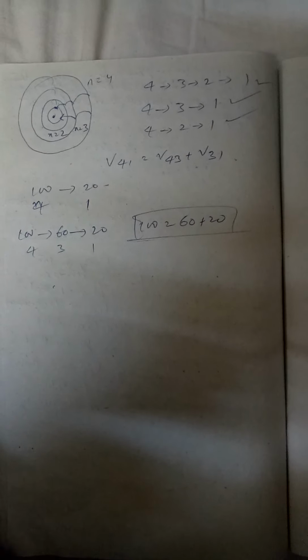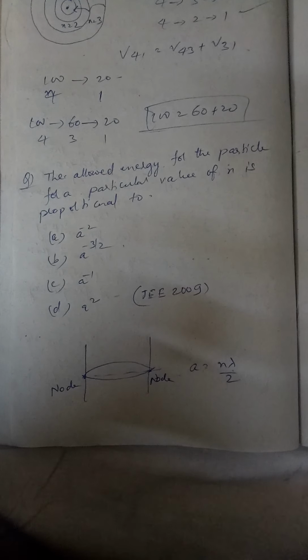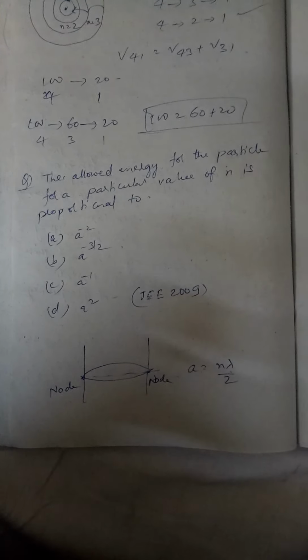The allowed energy for the particle for a particular value of n is proportional to, in options A, B, C, D, you have to choose which is the right one. This question has come in JEE 2009. A is the node to node distance. So you have seen in this stationary wave concept, I have shown the diagram over there. The node to node distance is A here. So that A value is how much? It is an integral multiple of lambda by 2.